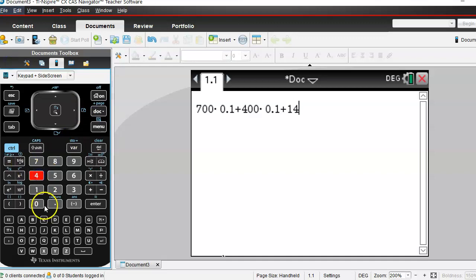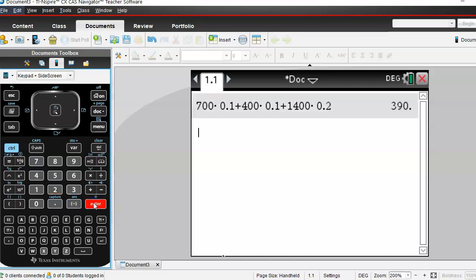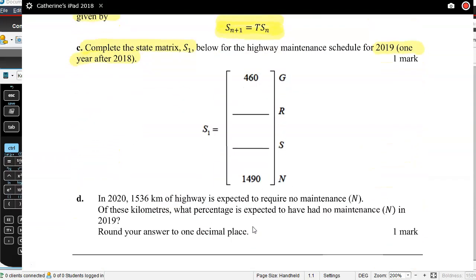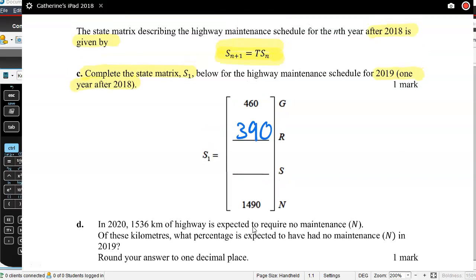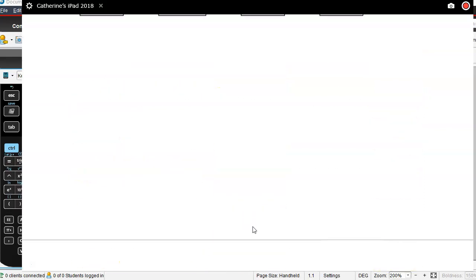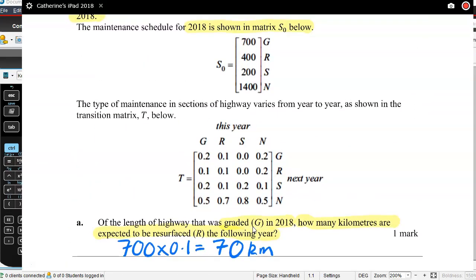So 1400 plus 20%. So 390. Now I'll do the calculation for the sealed, although you could probably see a slight shortcut there. Okay, but let's look at the sealed. We'll start with the graded, 700.